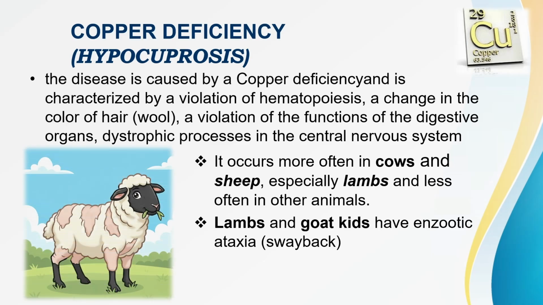The next disease is copper deficiency or hypocuprosis. The disease is caused by a deficiency of copper and is characterized by a violation of hematopoiesis, a change in the color of hair, wool, a violation of the functions of the digestive organs, dystrophic processes in the central nervous system. It occurs more often in cows and sheep, especially lambs, less often in other animals. Lambs and goat kids have enzootic ataxia, swayback.